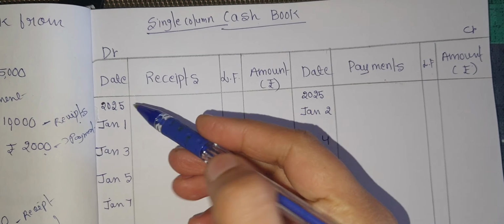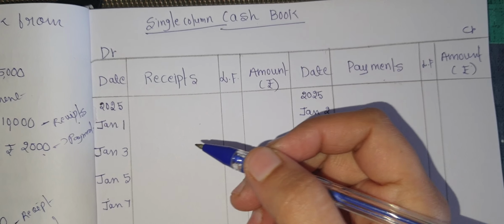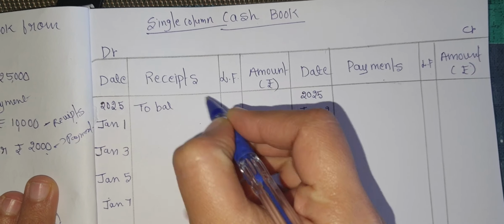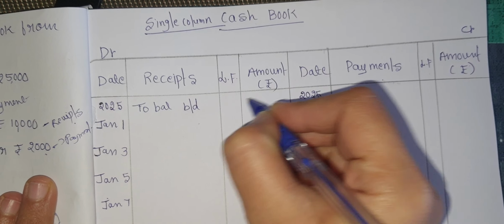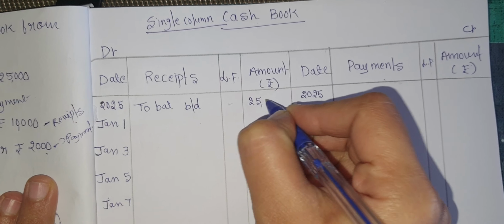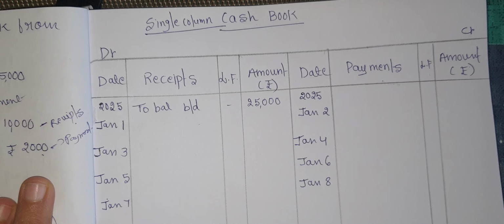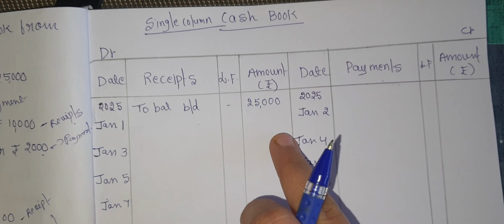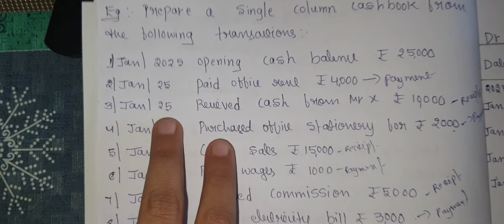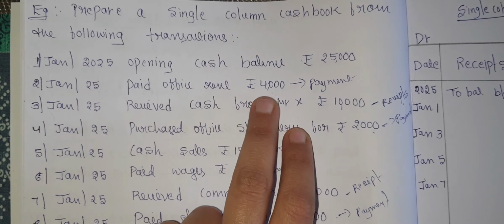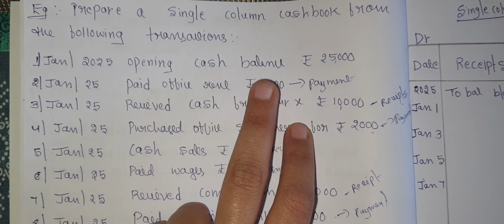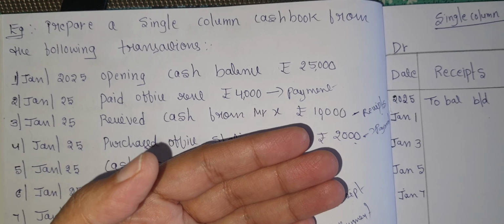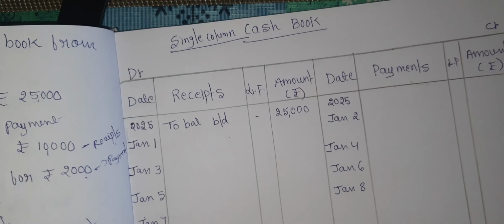So first one, January 1st opening cash balance, that is rupees 25,000, means what? To balance brought down, that is rupees 25,000. And next one, on 2nd Jan 25, see here, paid office rent, that is rupees 4,000, means you are paying the office rent, means it comes under credit side.